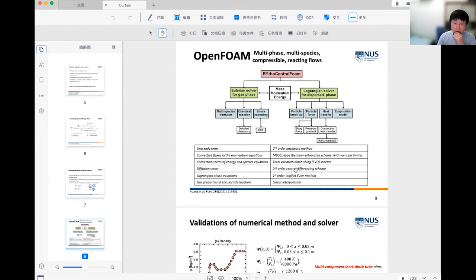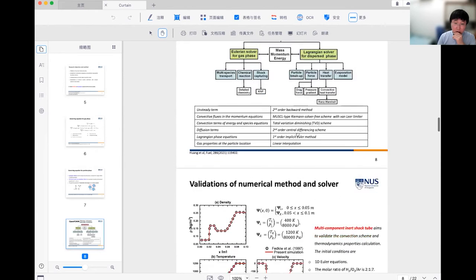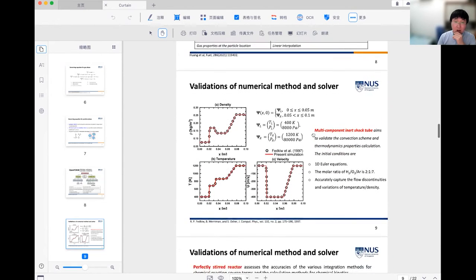Second order central differencing scheme is used for diffusion terms. As for the Lagrangian phase, their equations are solved by first order implicit Euler method, and the gas properties at the particle location are calculated based on linear interpolation. So below are some validation work.